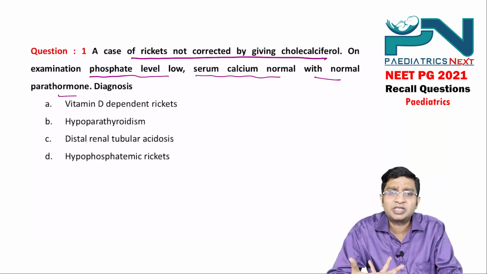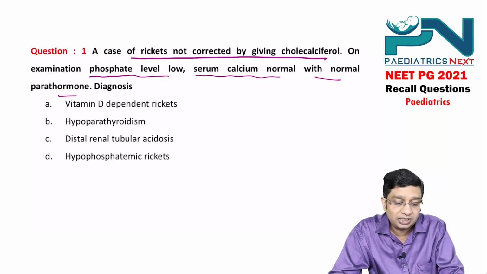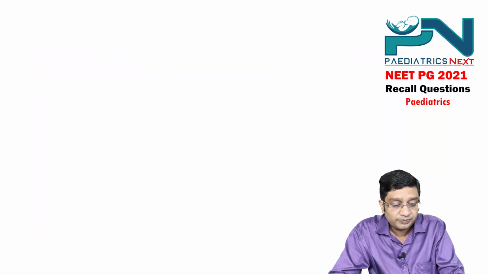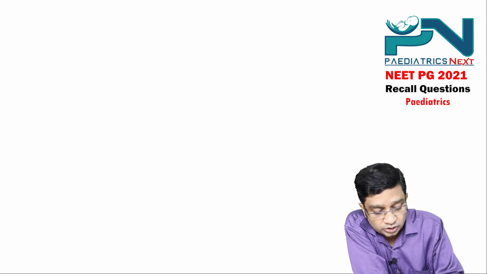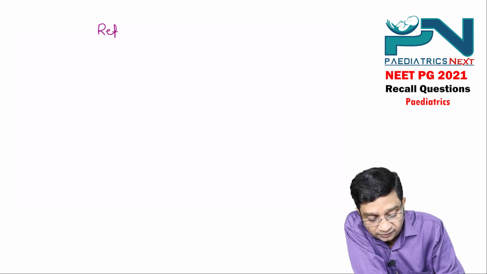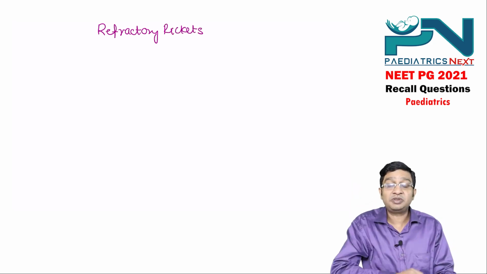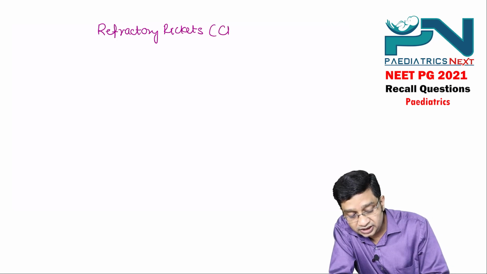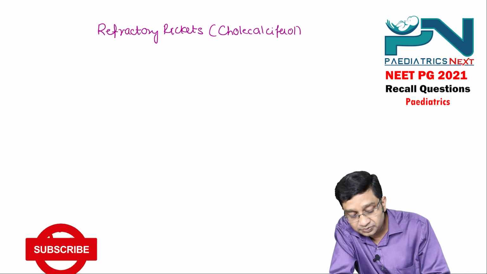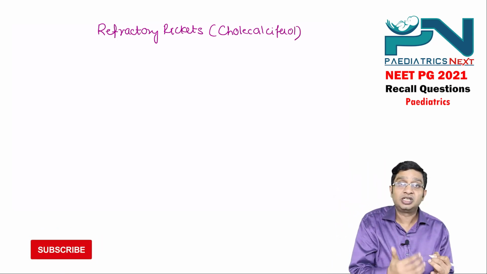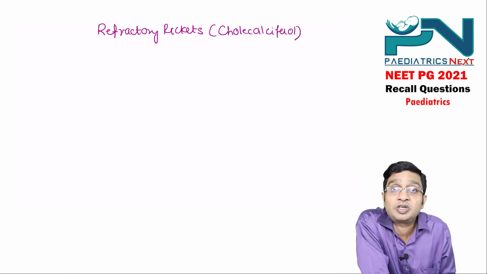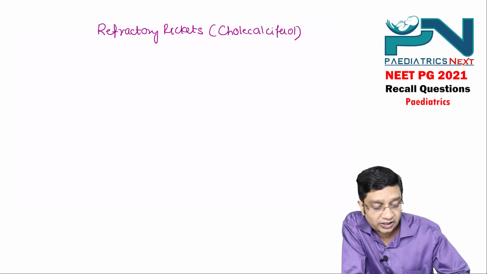The question can be the same or it can be related to the same language. Now, if you see here, this is a question of refractory rickets. Refractory rickets does not mean that it cannot be corrected at all. Refractory rickets means it cannot be corrected by giving cholecalciferol. So this is something like a therapeutic diagnosis. The rickets which cannot be corrected by giving cholecalciferol, that is refractory rickets.